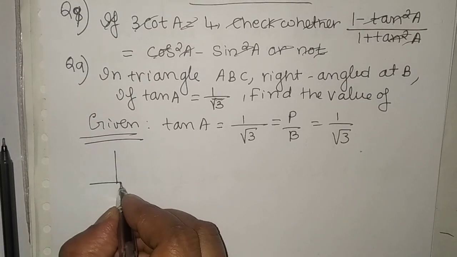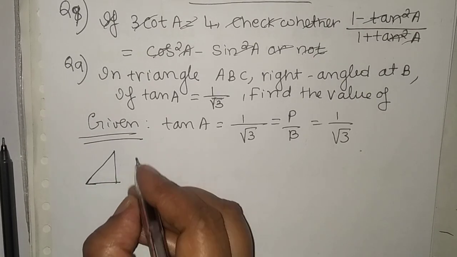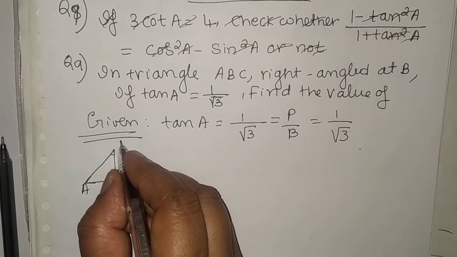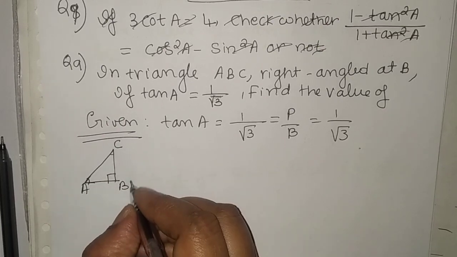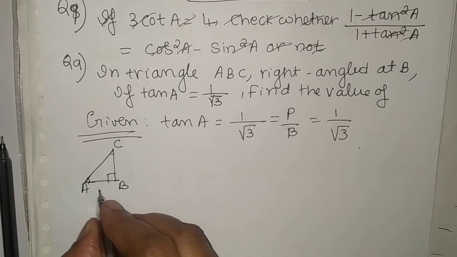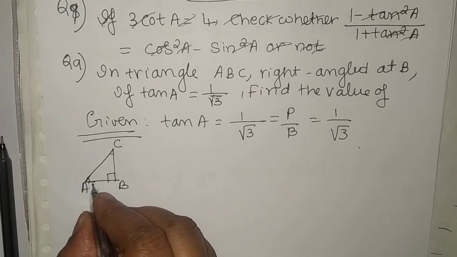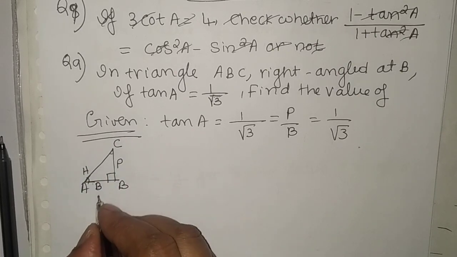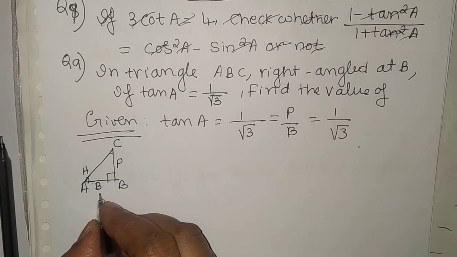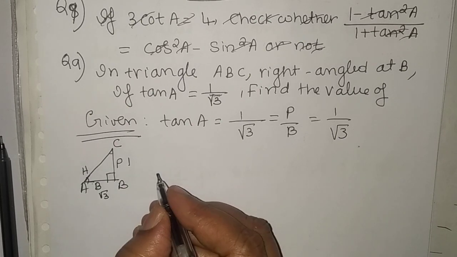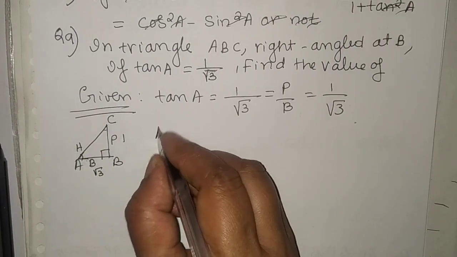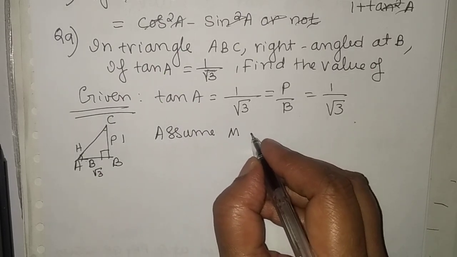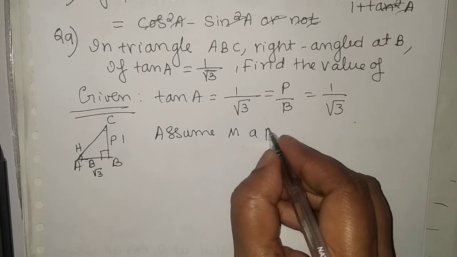So this is the right angle triangle ABC, and we'll substitute here. This is base, this is perpendicular, and this is hypotenuse. So base is given as root 3, then perpendicular is 1. So we will first assume m as a positive integer.